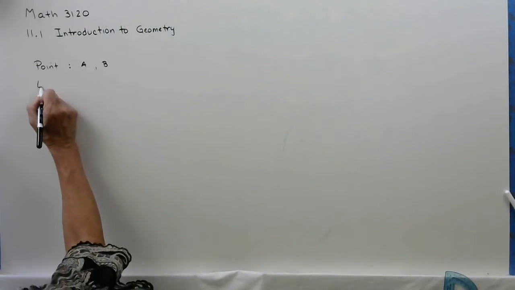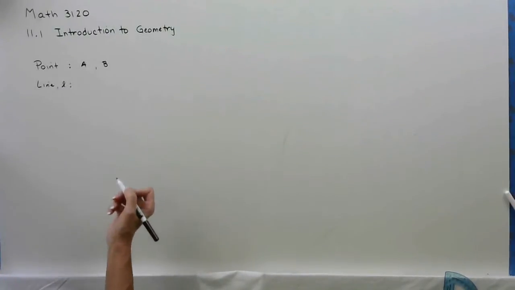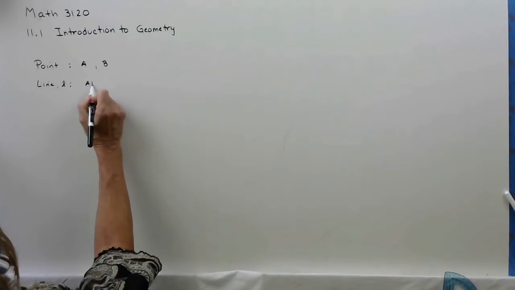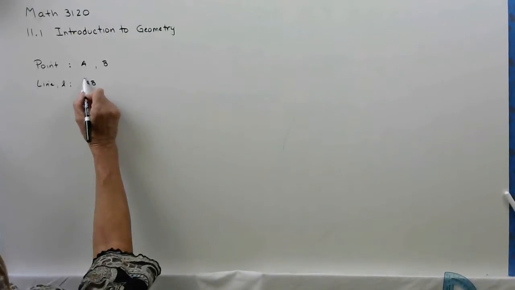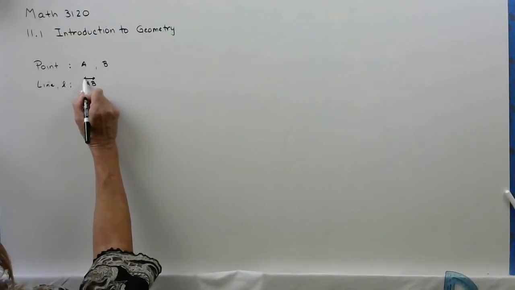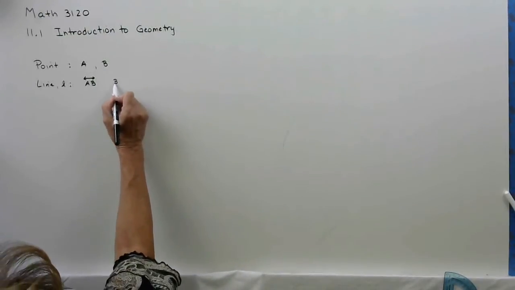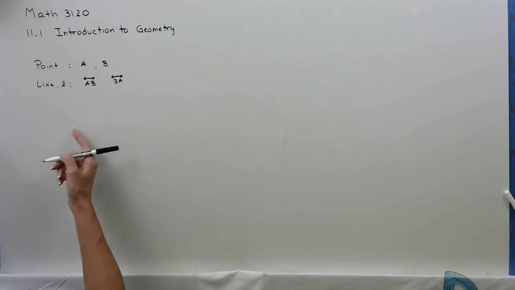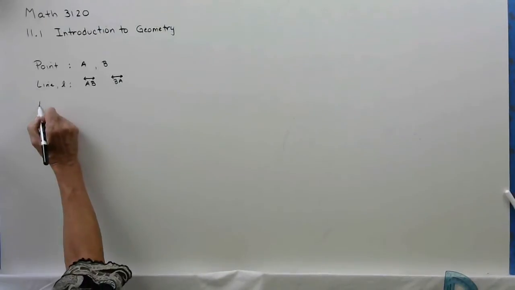Now, a line, often used with a scripted L, a cursive L, is represented as passing through the 2 points we're talking about. So the symbol you'll see is either from point A through point B or through point B, A. So a line has one dimension. It's just going.